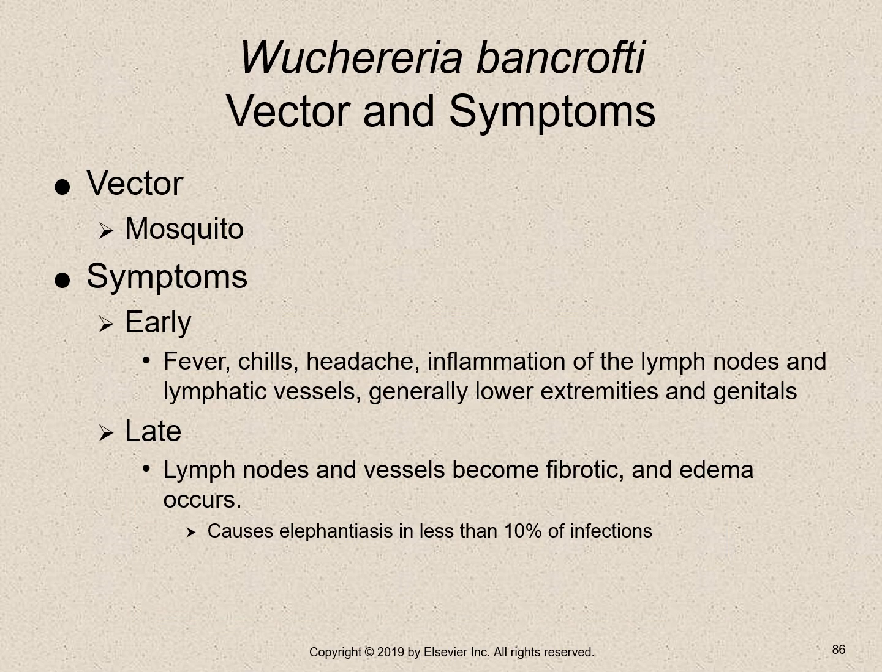So the first filarial worm is Wuchereria bancrofti. The vector for this parasite is the mosquito. Early symptoms of infection include fever, chills, headache, and inflammation of the lymph nodes and lymphatic vessels, generally those located in the lower extremities and genitals. In late infections, the lymph nodes and vessels become fibrotic and edema occurs. So Wuchereria bancrofti is actually the causative agent of elephantiasis, which occurs in tropical and subtropical regions, although this form of infection occurs in less than 10%.